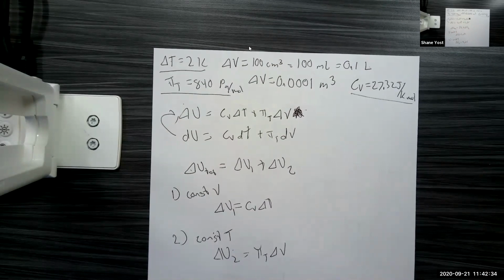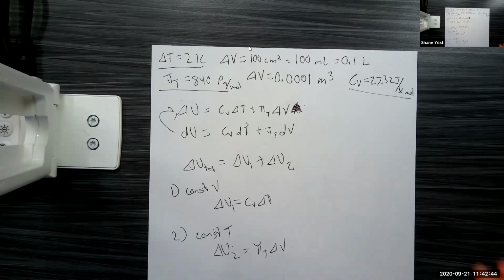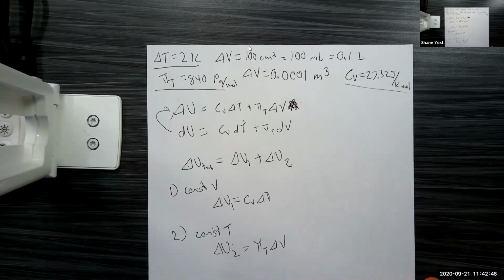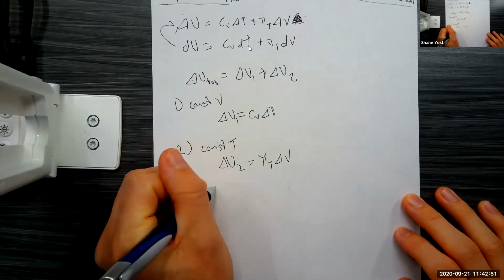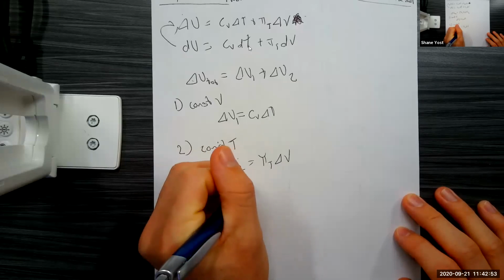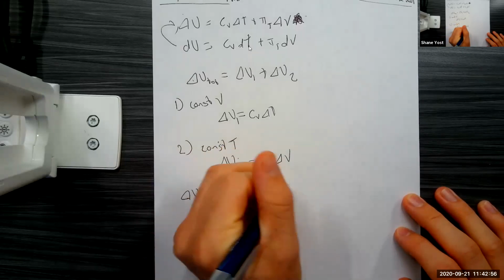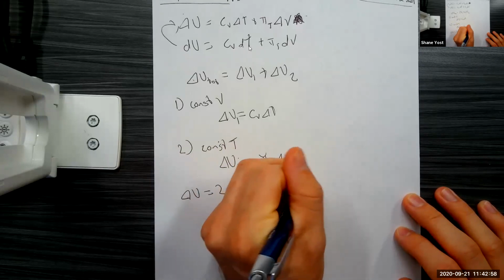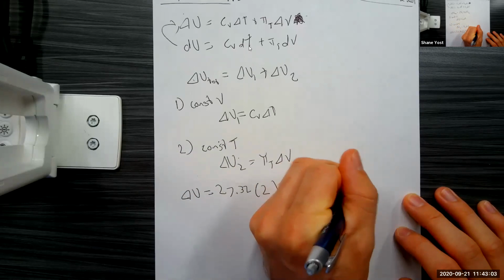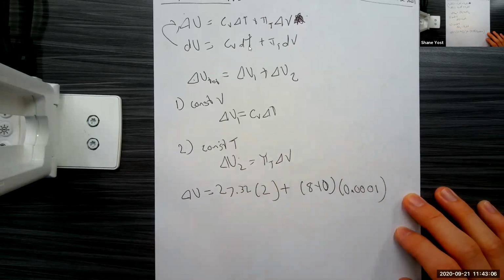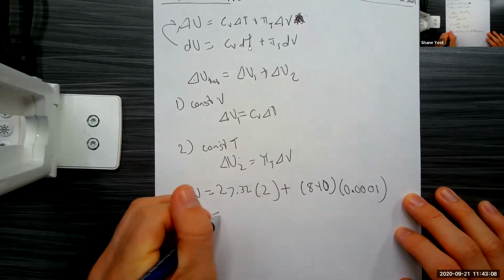Because otherwise I'd have to convert pascals to atmospheres, then convert my liters-atmospheres to joules, which is kind of pointless. You'll see that's what I ended up doing in the slides, but you get the same answer leaving it like this. So now all I've got to do is delta U is equal to 27.32 times the change in temperature, which is 2, plus 840 times the change in volume, which is 0.0001.